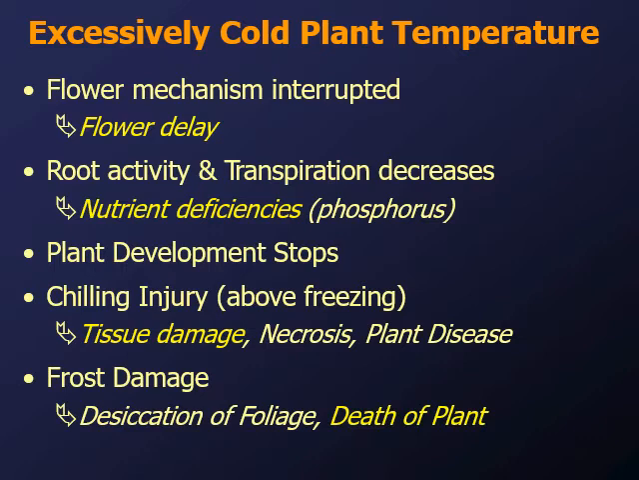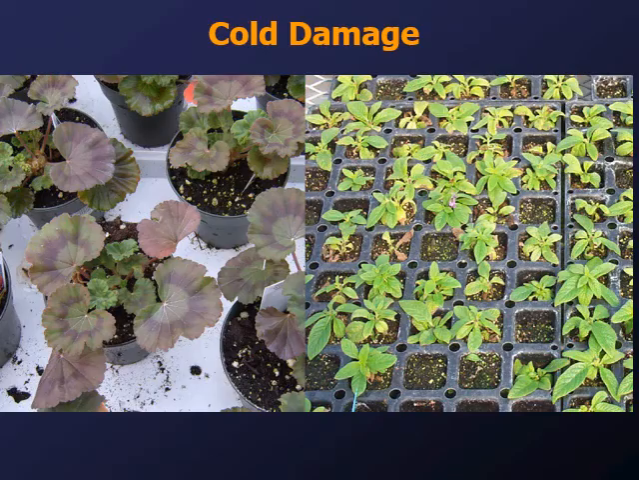I mean, even the cheapest person's not going to let their greenhouse get that cold, but it happens accidentally if you don't have an alarm. This is just some examples of what can happen to mature geraniums. They've got a purplish tinge, so we're going to call that what deficiency? We're going to call it phosphorus.